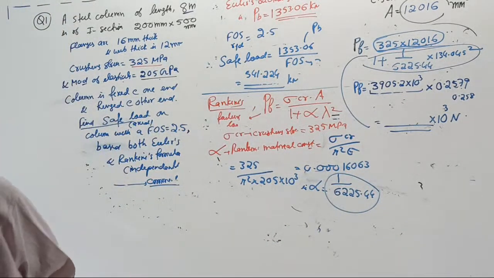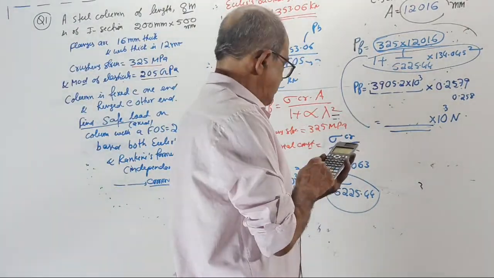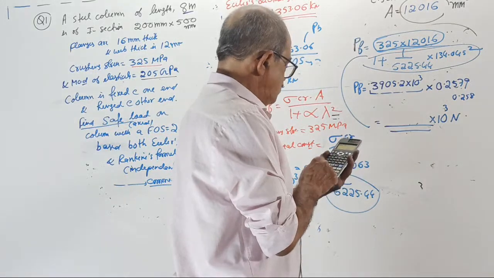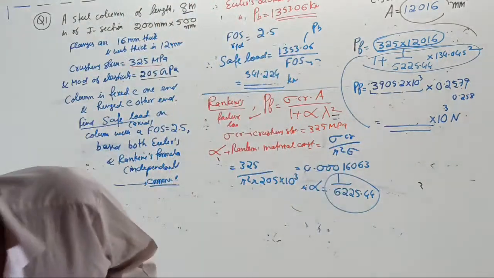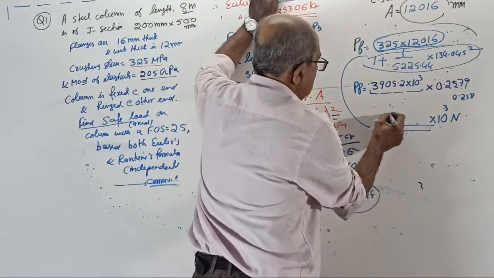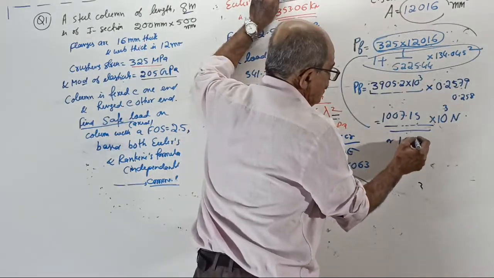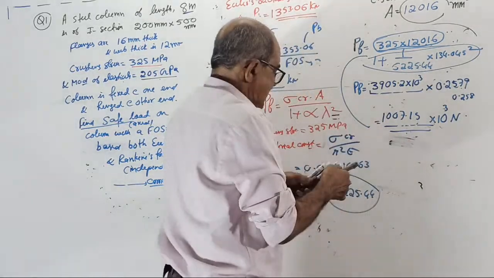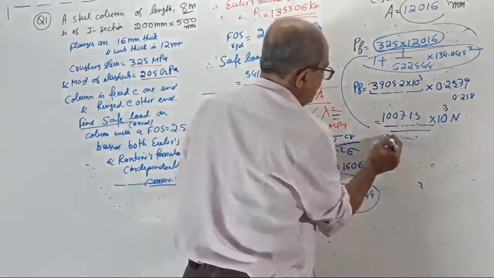Now the answer is how much? 3905.2 into 0.2579 is 1007.15 kilonewton. Why? It is the danger load. It is the failure load. The failure load is 1007.15 kilonewton.